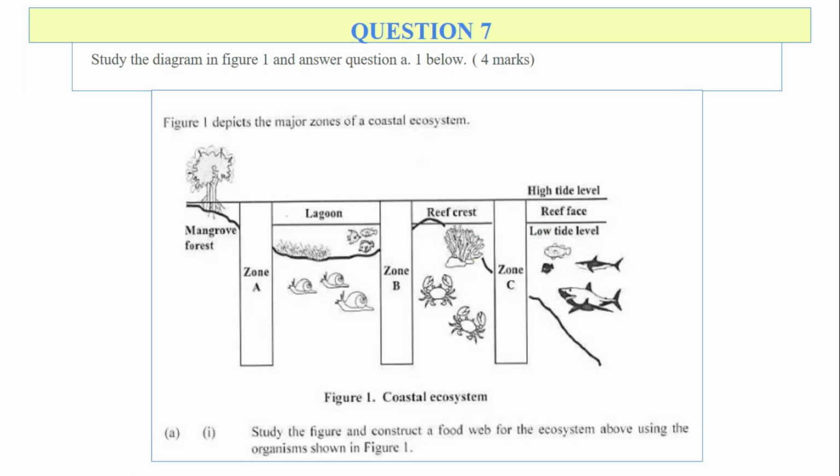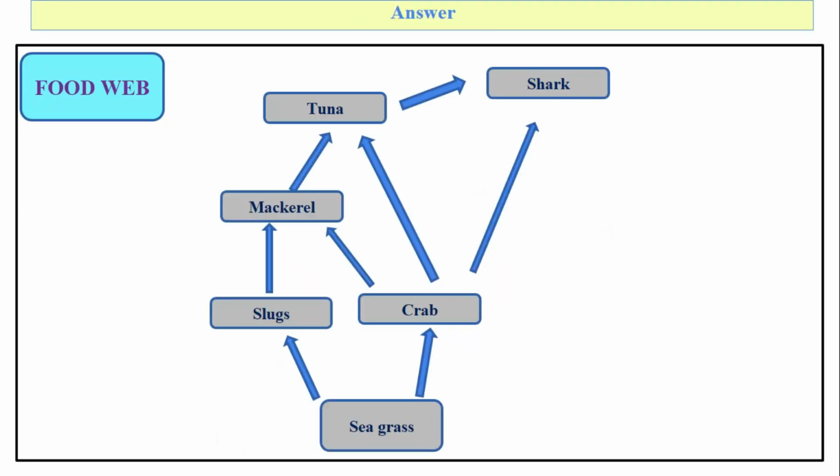Alright, so question 7 here, I think it's referring to this diagram here. It says, study the diagram in figure 1 and answer question A1 below, and that's for marks. A1 says, study the figure and construct a food web for the ecosystem above using the organisms shown in figure 1. As you know, a food web is a complex food chain. So you have to have more than one food chain in the food web.